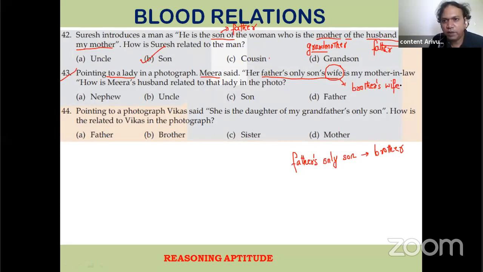How is Mira's husband related to that lady in the photograph? That lady's son, Mira's son, correct? So Mira's husband is that lady's son, because if that lady is, you can say, mother-in-law, so 43 will become, the answer option will become C. Father's only son's wife is my mother-in-law. So how is Mira's husband related to that lady in the photograph? The answer would be C.